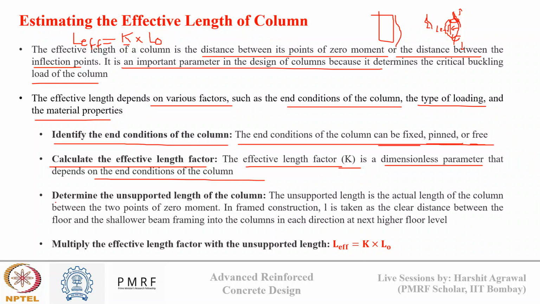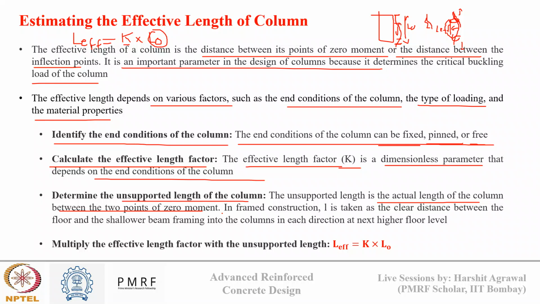Then we need to determine the unsupported length of the column. So what is unsupported length? This is the actual length of the column between 2 points of zero moment. We saw actual zero moment is present at the top and at the bottom. So this complete length of the column is known as the unsupported length of the column. This is also a point where the zero moment is acting. So this is known as the effective length of the column, and the actual length between the points where zero moment is acting is known as the unsupported length of the column.